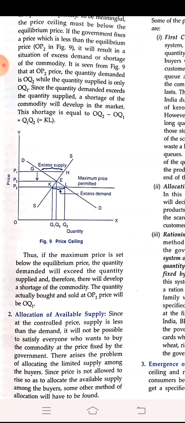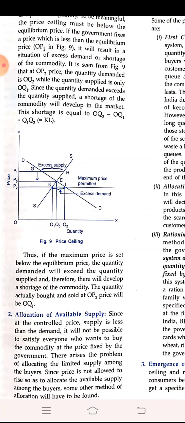To be meaningful, the price ceiling must be below the equilibrium price. So where is the equilibrium price? At OP0. So the government fixes a price which is less than the equilibrium price, that is OP2. It will result in a situation of excess demand, right? If the government fixes the price ceiling at OP2, there will be excess demand. You can find that it is already marked as excess demand, that is KL is the excess demand, and Q1 to Q2 is the excess demand.